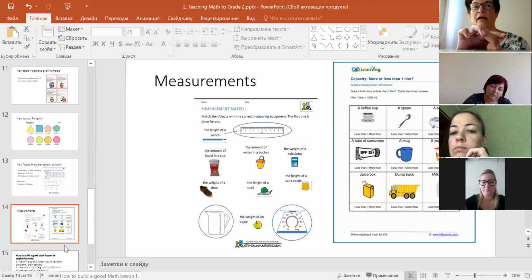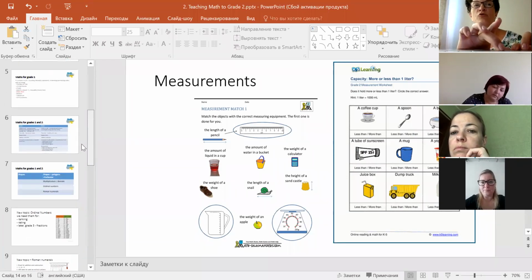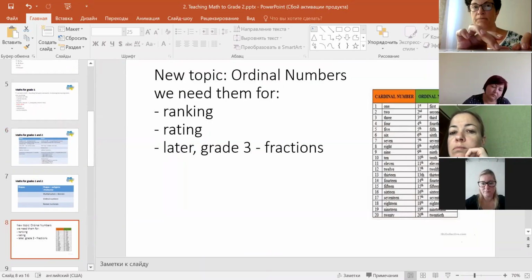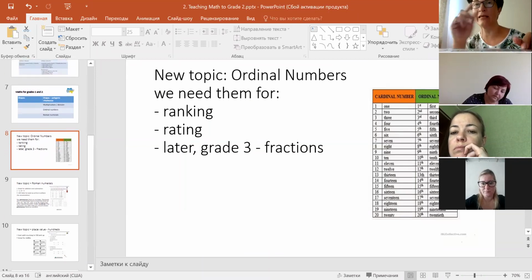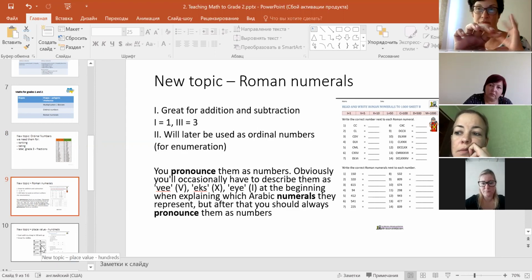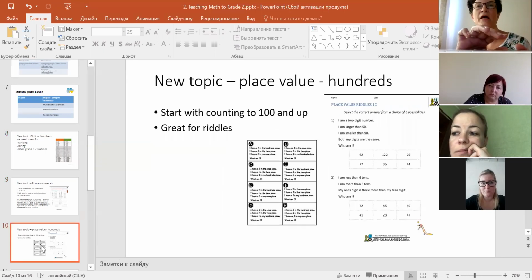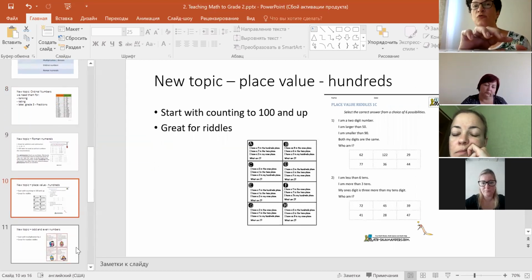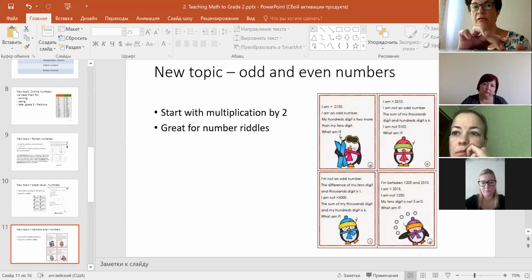And finally, these were all our new topics. Once again, they are ordinal numbers: ranking, rating, and fractions later. They are Roman numerals. We'll use them for additions, and again, for developing. Then place value, and we'll do riddles. Riddles will also be great for odd and even numbers.